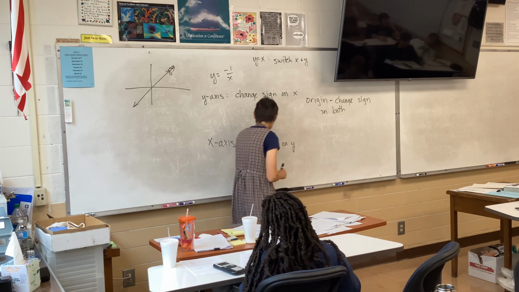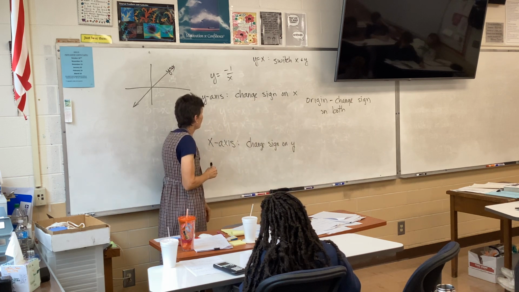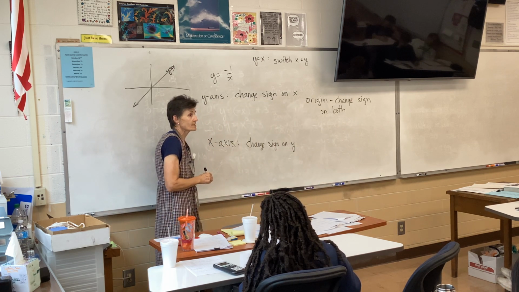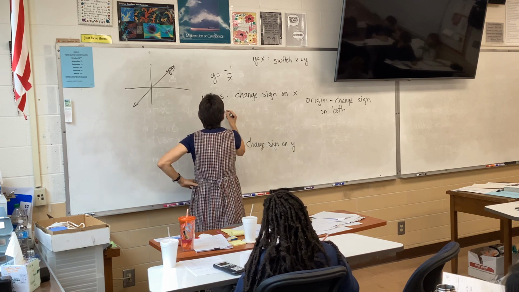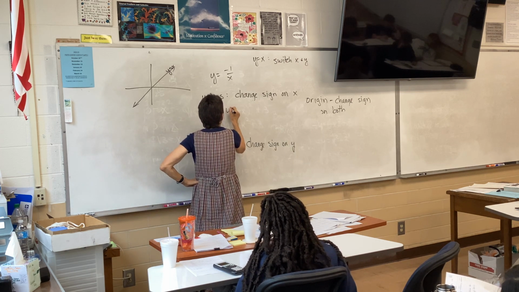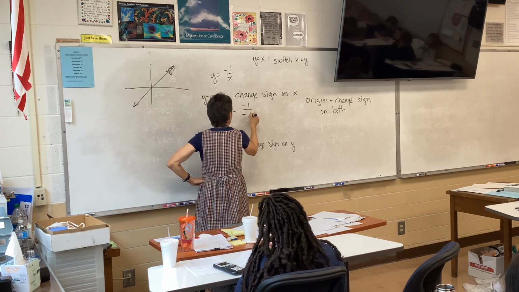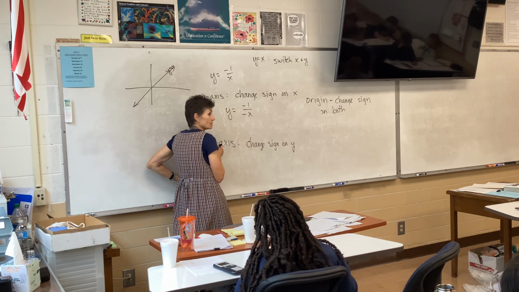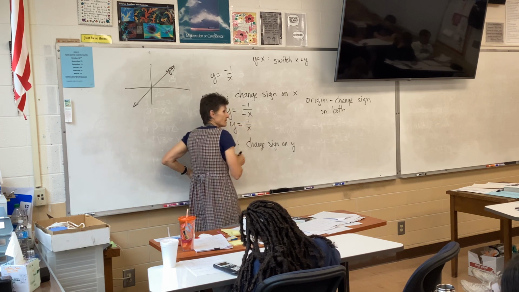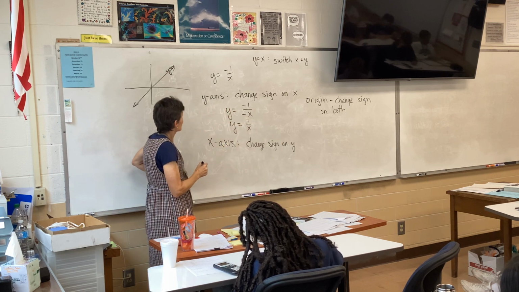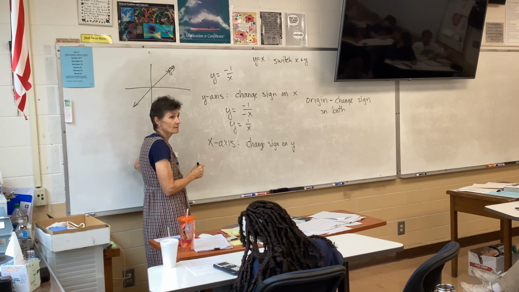All right, so just going in the same order we did before. Y-axis says change the sign on x. So if I change the sign on x, I'll have y equals negative 1 over negative x, which will be y equals 1 over x. Symmetry about the y-axis?